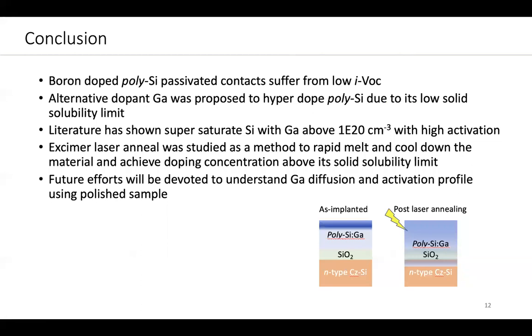So to conclude, here I demonstrated a new p-type dopant, gallium, to replace boron in passivated contact solar cells through a non-equilibrium method using ion implantation and excimer laser anneal. The goal here is to overcome the low solid solubility limit of gallium in silicon and at the same time maintain good transport and passivation quality, ultimately increasing its power conversion efficiency.